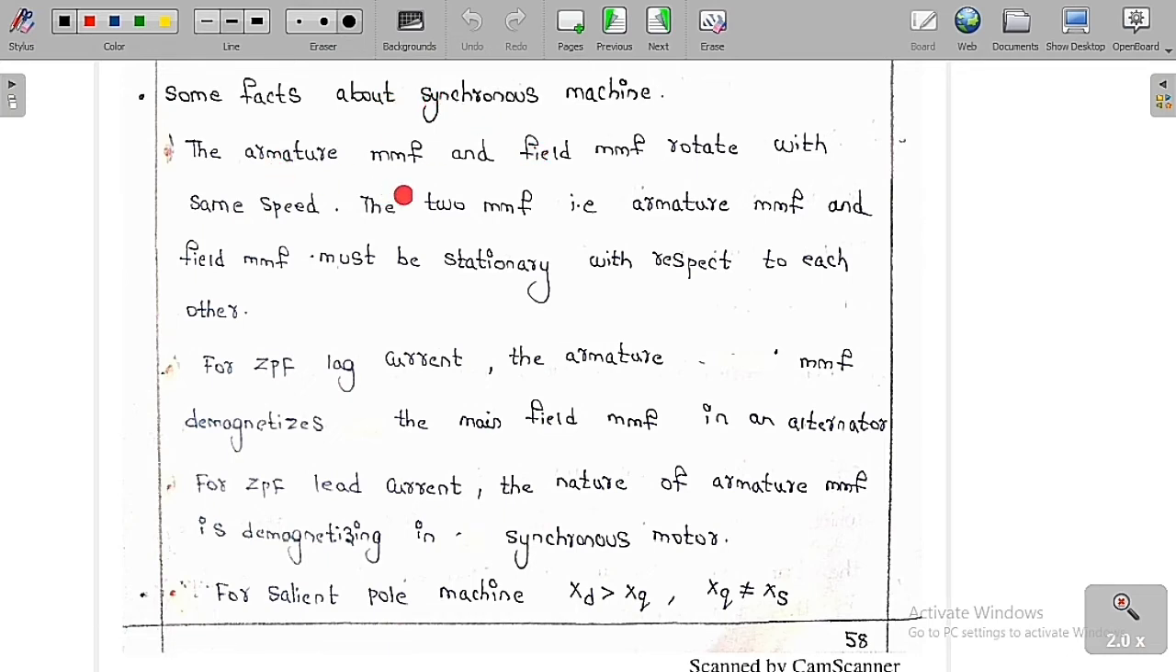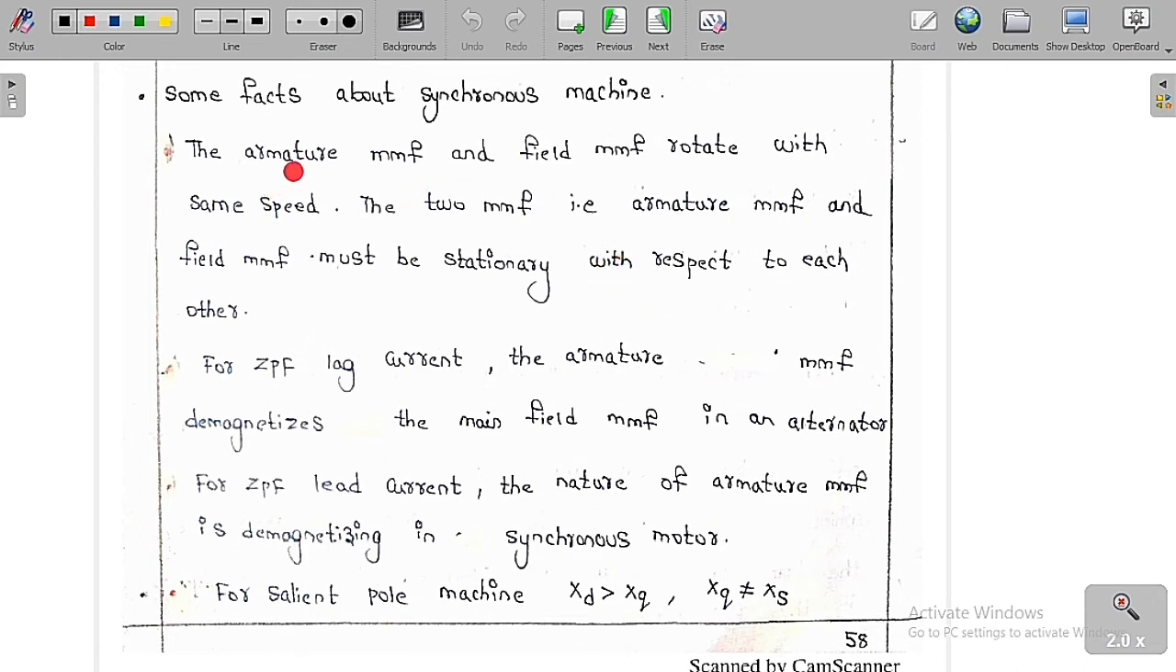The armature MMF and field MMF rotate with the same speed. The two MMFs, that is the armature MMF and the field MMF, must be stationary with respect to each other. This is a very important point. They are going to rotate with the same speed, which is synchronous speed, and also in the same direction. So we can say both are stationary with respect to one another.